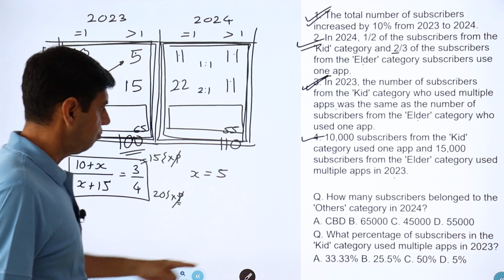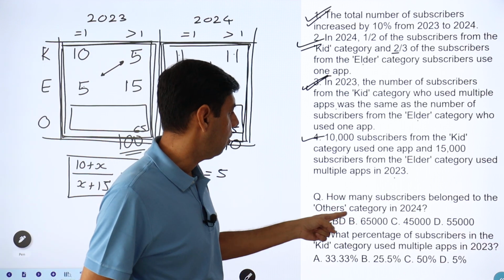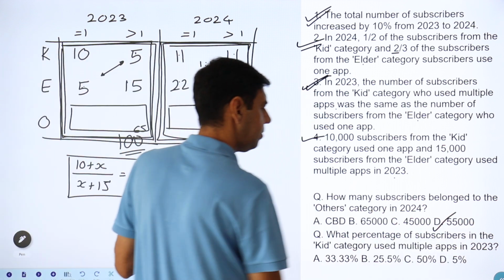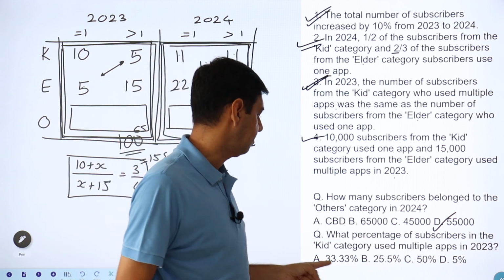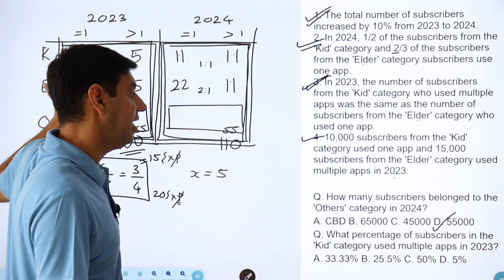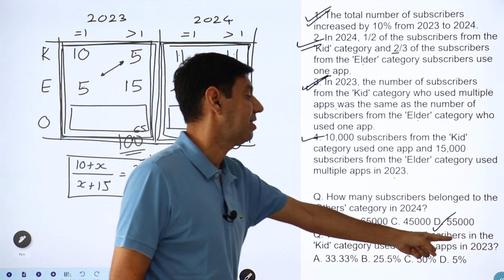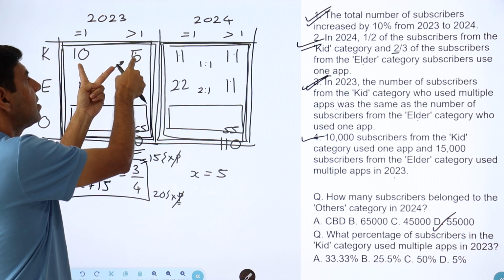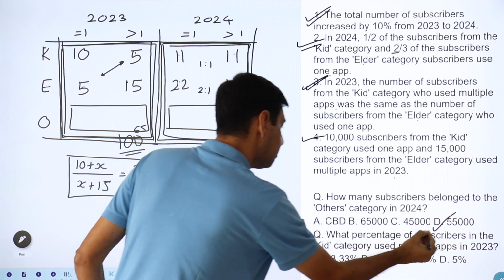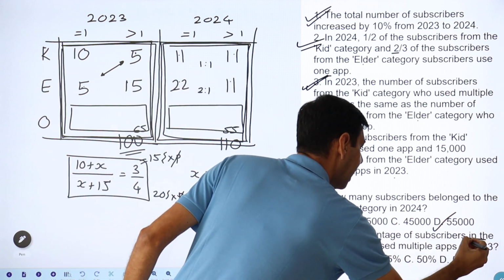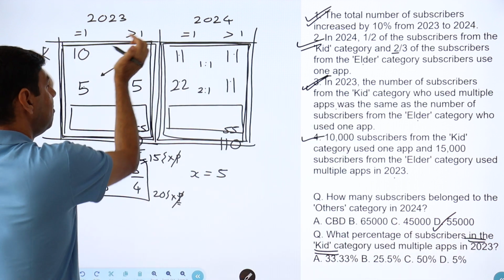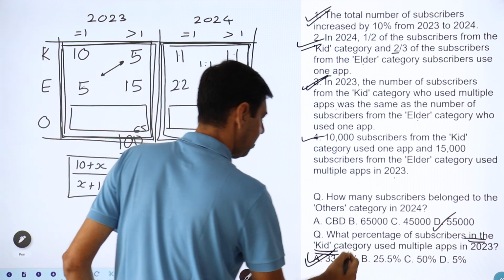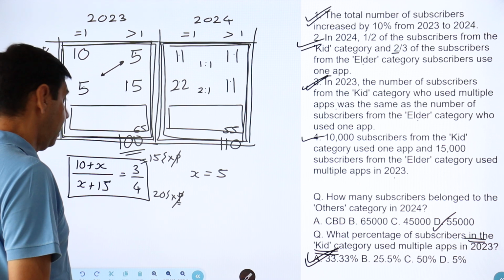Going to the questions. We have two questions here. How many subscribers belong to others in 24? 55,000. What percentage of subscribers in the kids category used multiple apps in 23? So in kids there's 15, out of which how many use multiple? 5. That is 33.33%. Right?